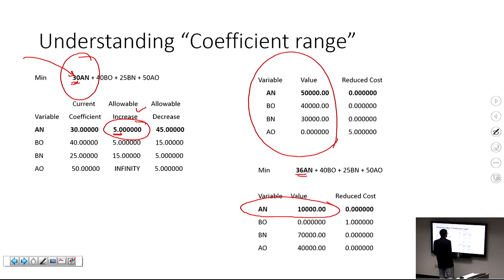So try doing this yourself in Lindo to verify if you need to. If this number is 34 instead, okay? So if you have 34 in there, this solution would stay the same. This would not change. For this solution to change to this one, the increase has to be more than 5. That is the allowable increase. All right?